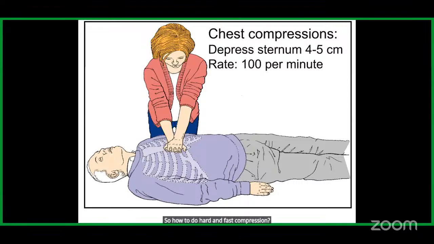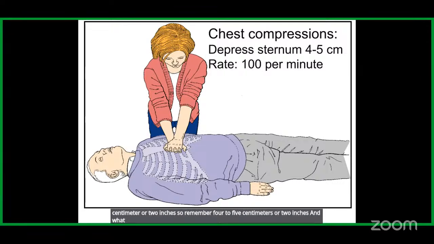So every time we compress, it should be compressed a minimum of 4 to 5 centimeters or 2 inches. So remember, 4 to 5 centimeters or 2 inches. And what should be the rate of compression? The rate of compression is 100 per minute.